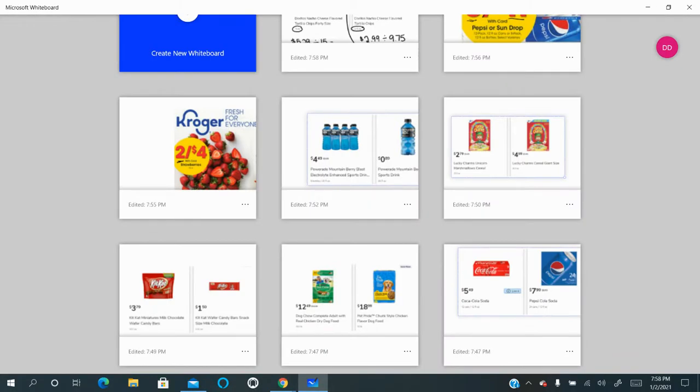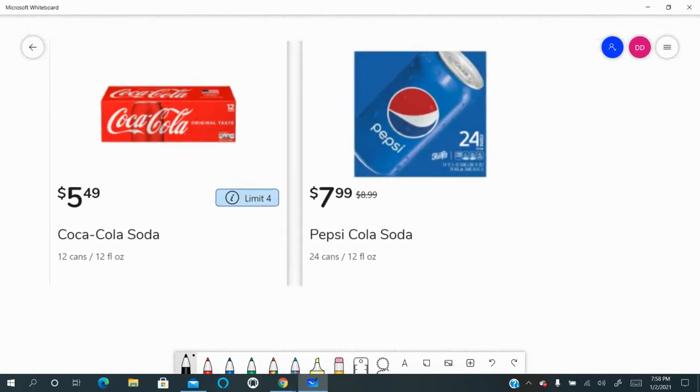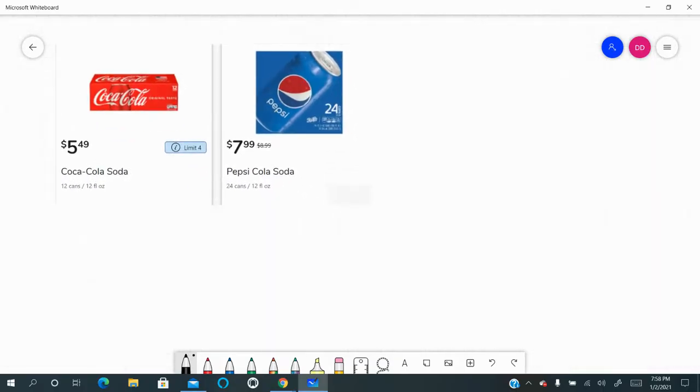Now let's go to Coca-Cola versus Pepsi. Okay. Coca-Cola is $5.49 for 12 cans of 12 ounces. And Pepsi is $7.99 for 24 cans of 12 ounces. So think about what I wanted to do to find unit rate for each one of those. When I have my price for each one of them, think about what you're going to divide by. I have 12 cans and 12 ounces. I have 24 cans and 12 ounces each.